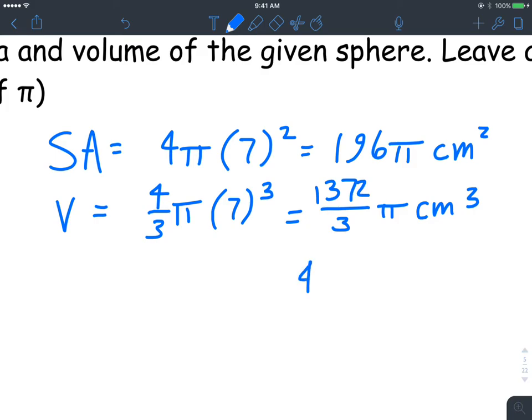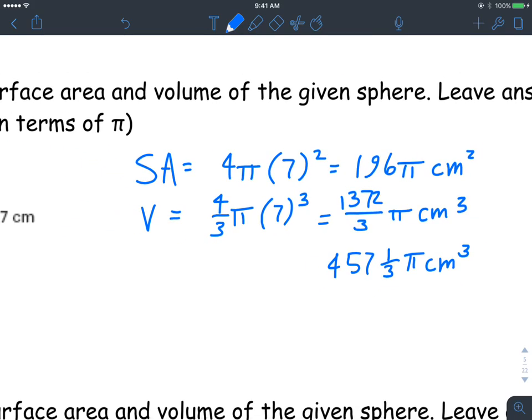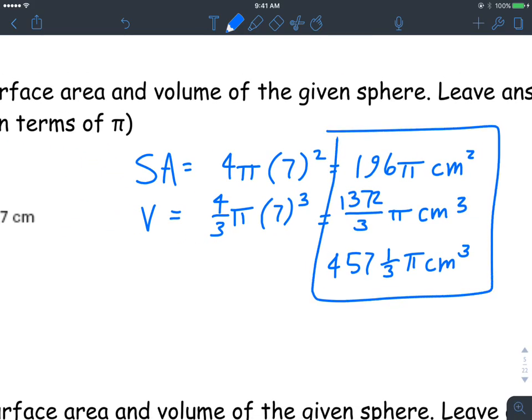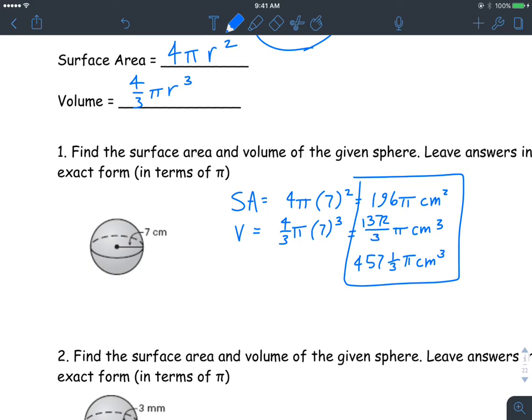Or, here's what I prefer. I like the 457, and then if you type in the calculator, it'll say 457 and then 0.3 repeating. So I know that fraction right there is 1/3, so I'm just going to write 457 and 1/3, and then pi, and then centimeters cubed. So any of those answers would be good right there for your volume.